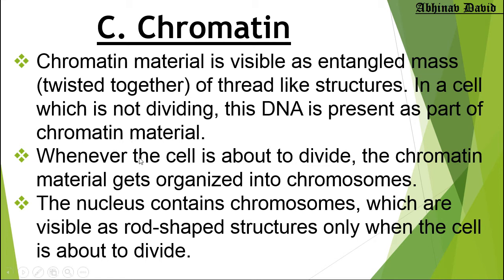Okay, now whenever the cell is about to divide, the chromatin material gets condensed and organizes into rod-shaped structures called chromosomes. So the nucleus contains chromosomes only when the cell is going to divide. That you should remember all the time. That is a very important point. The chromatin is present all the time, and whenever the cell is going to divide, means the cell is going to form a new cell, then the chromatin condenses to form chromosomes, which are rod-shaped structures.